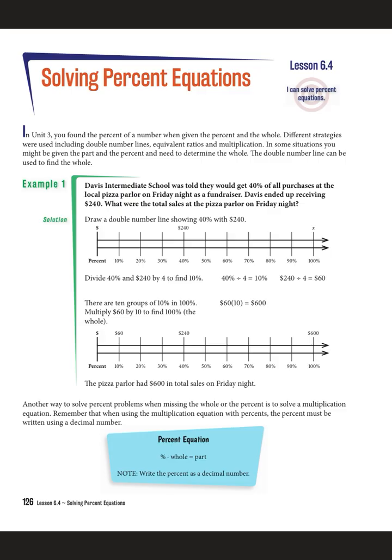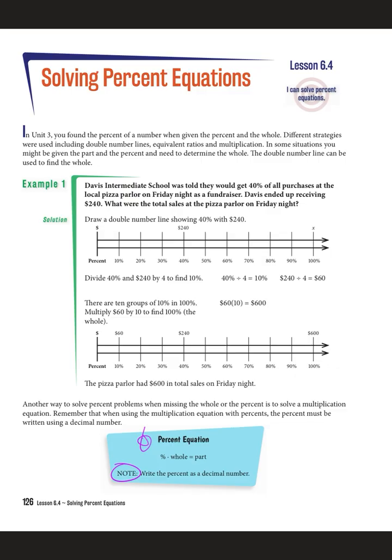At the bottom, it says another way to solve percent problems when missing the whole or the percent is to solve a multiplication equation. Remember that when using the multiplication equation with percents, the percent must be written using a decimal number. So the percent equation they've got here at the bottom is the percent times the whole equals the part. And remember, like it says, note, write the percent as a decimal.